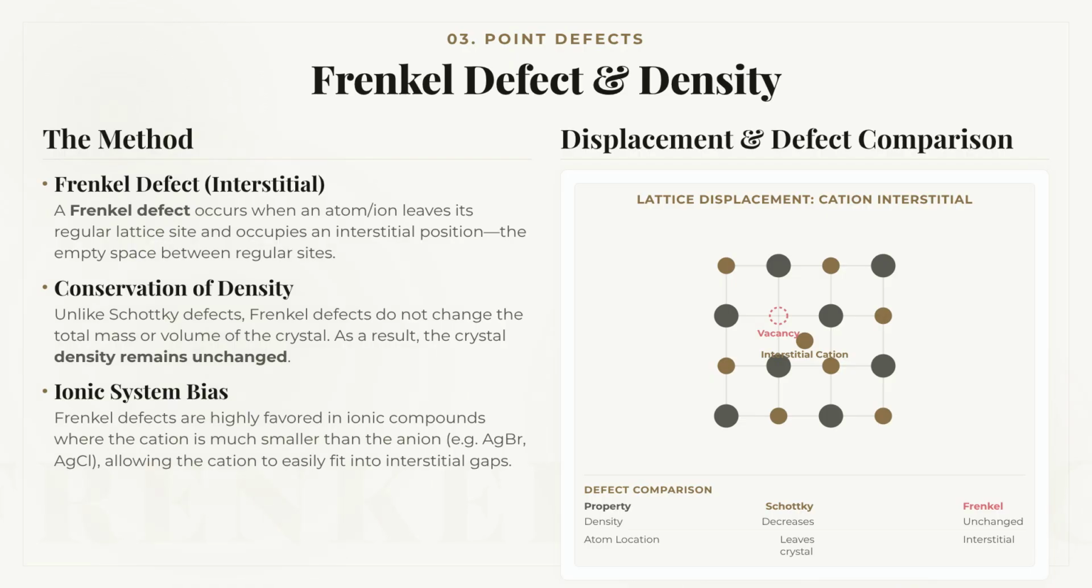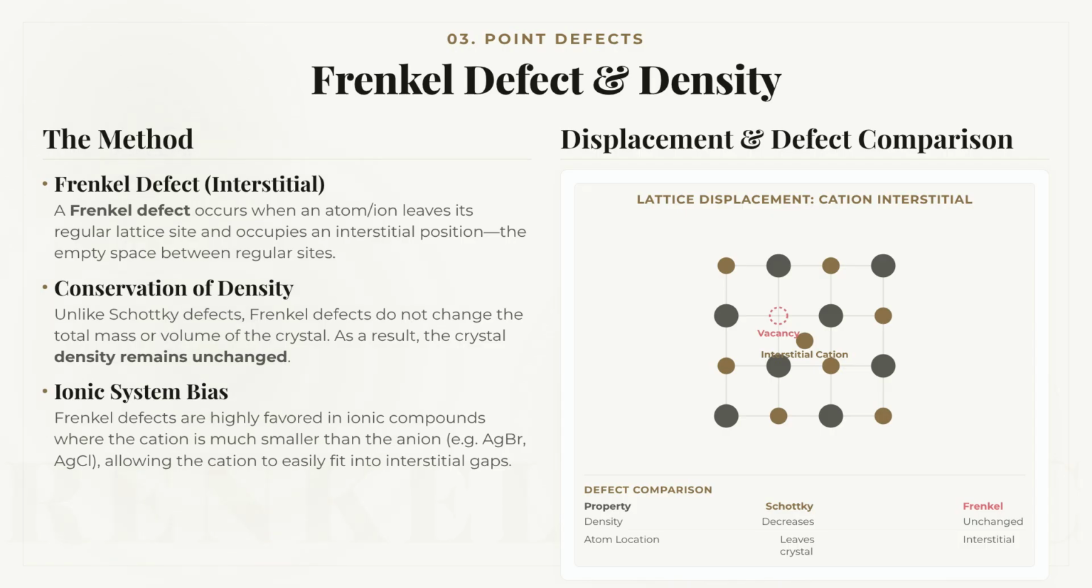The equilibrium number of Frenkel defects is given by the relation n is approximately equal to the square root of N multiplied by N prime, multiplied by exponential of minus Ei divided by 2 kB T. Here, N is the number of normal lattice sites, N prime is the number of interstitial sites, Ei is the energy required to create the defect, and T is the absolute temperature.